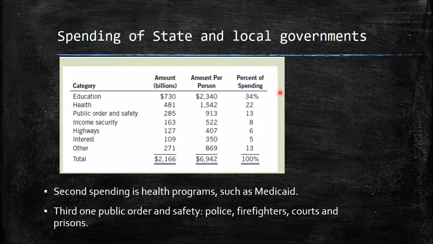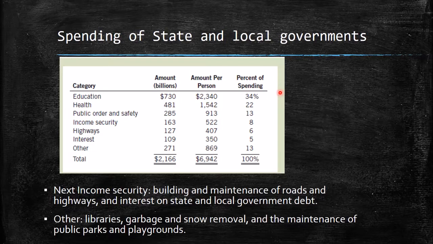This is public order and safety, which includes police, firefighters, courts, and prisons. Here we have income security. Basically, for example, the building and maintenance of roads and highways and interest on state and local government debts. And we have the other ones, which represent 13%, actually higher than the other ones. They are around 271 billion dollars: libraries, garbage and snow removal, and the maintenance of public parks and playgrounds.